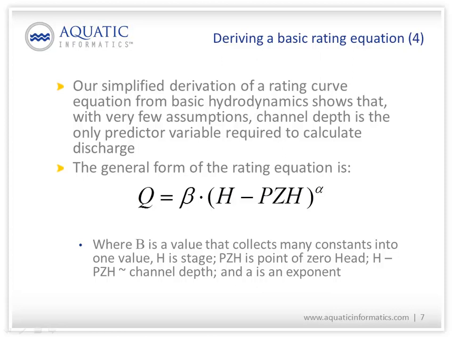We're then going to raise that to the exponent alpha. At this point we're not going to specify what the coefficient beta or the exponent alpha are. The values that we're going to find there are very dependent on the interpretation of the assumptions implicit in this rating curve.